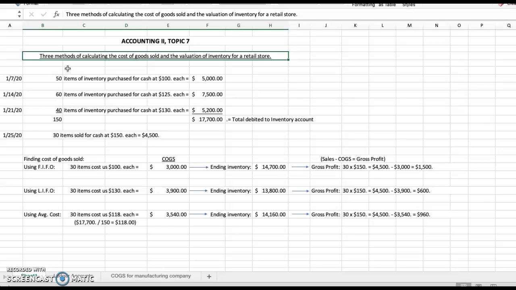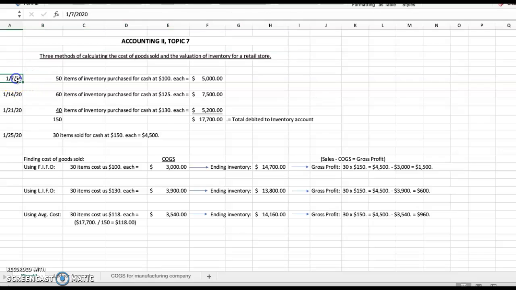Businesses have different ways of doing that because it becomes more and more complicated the bigger the store, certainly. So the 3 kinds we looked at were first in, first out, last in, first out, and average cost. So we'll go through some examples just to be sure that you're clear on how all of this works. First of all, some information.